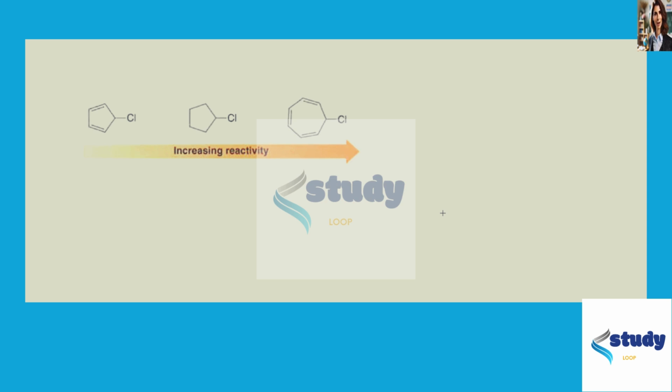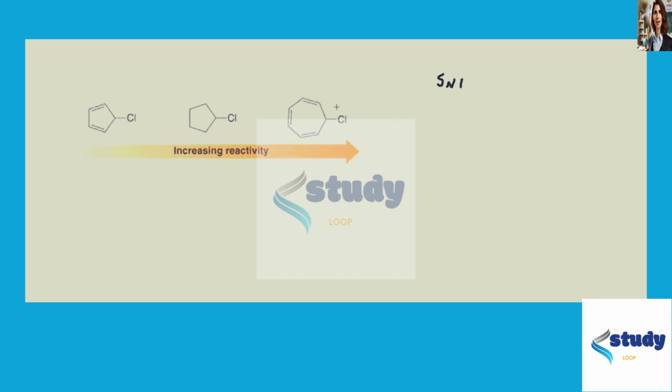Hello everyone, today we're doing chapter 17, problem 40, and this problem asks us to explain the observed rate of reactivity for the following secondary alkyl halides in an SN1 reaction. So we have an increased reactivity from the left to the right, and what we know is that in an SN1 reaction, you will increase your reactivity by increasing the stability of your intermediate carbocation.